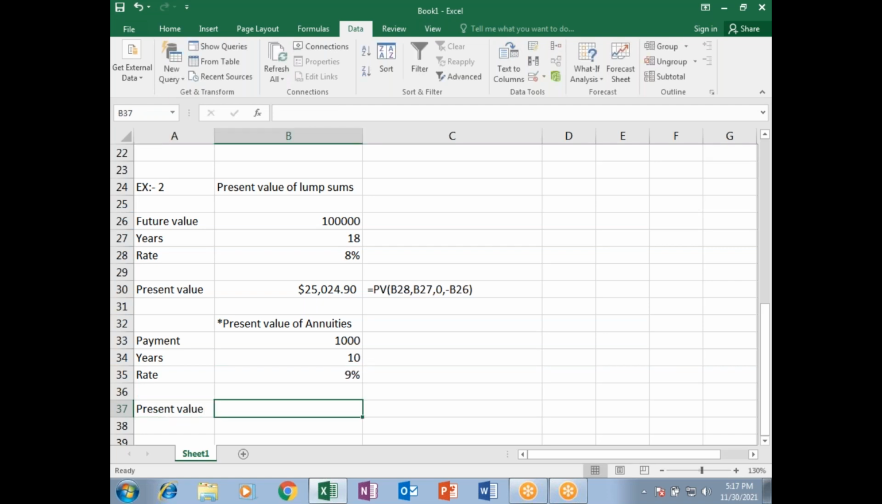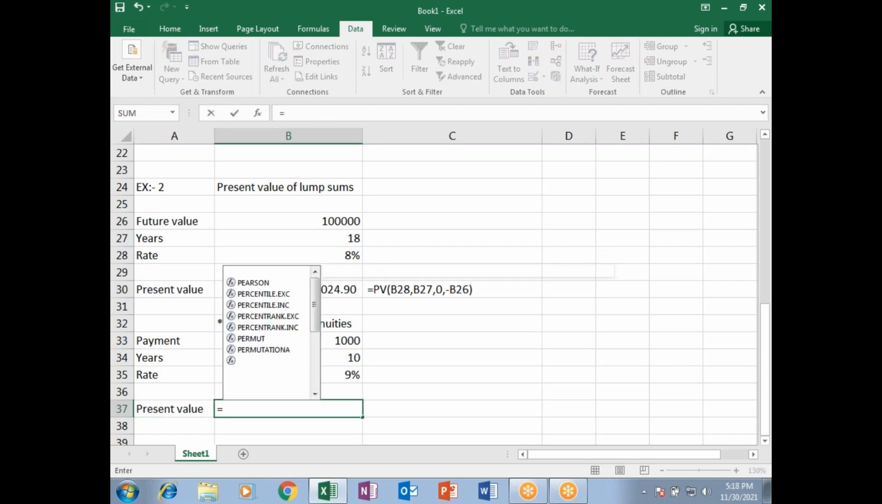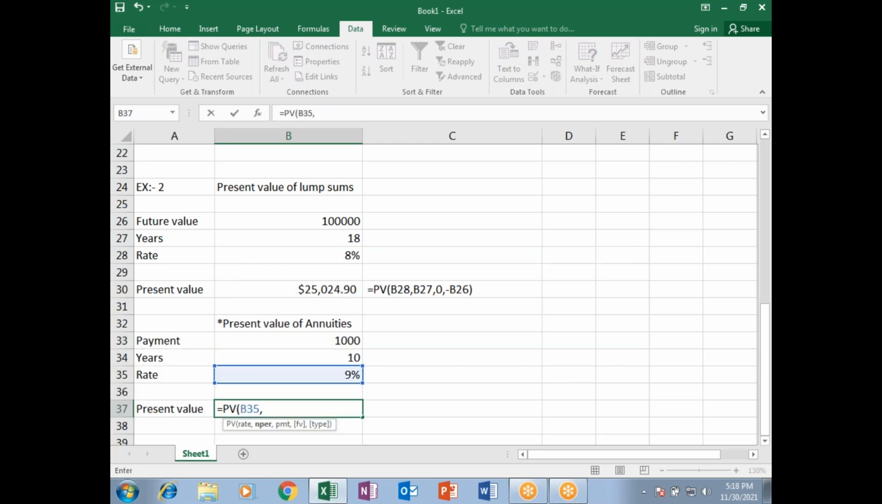Whenever you are finding present value, I will use the PV function. Rate, comma, nper, comma, then you need to select the payment amount. Previously we used to give 0 in the payment amount as we did not have any payment, we had a future value, but now I am giving the payment. So you give the payment amount, directly close the bracket, that's it. We don't have any future value, just close the bracket, enter. Immediately you will get the answer.